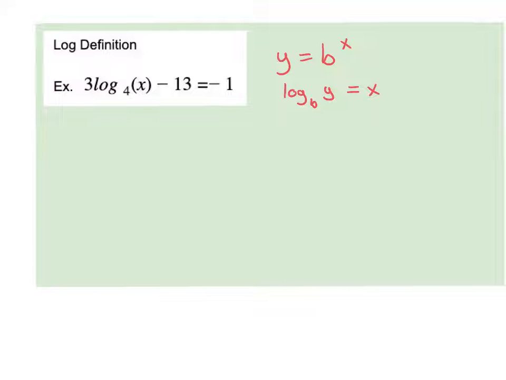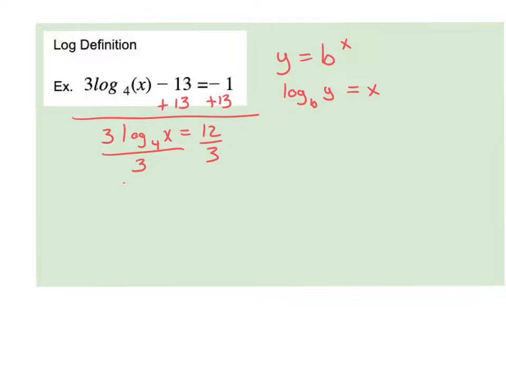So I'm going to solve this by isolating the variables. I'm going to do it how I would any other equation. I'm going to start by adding 13 to both sides. When I do that, I get 3 times the log base 4 of x is equal to a positive 12. Next, I'm going to divide everything by 3, so I get the log base 4 of x is equal to 4. Now, let's just go ahead and use the definition.